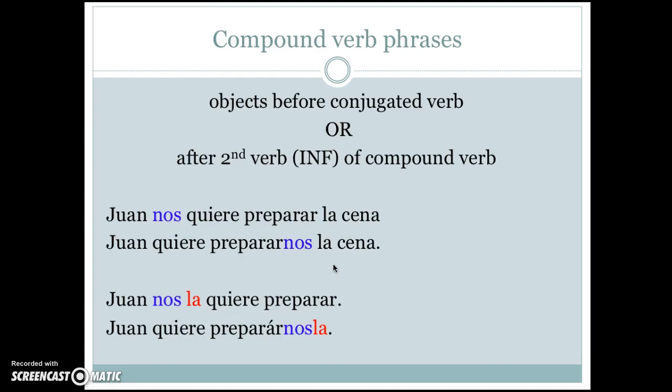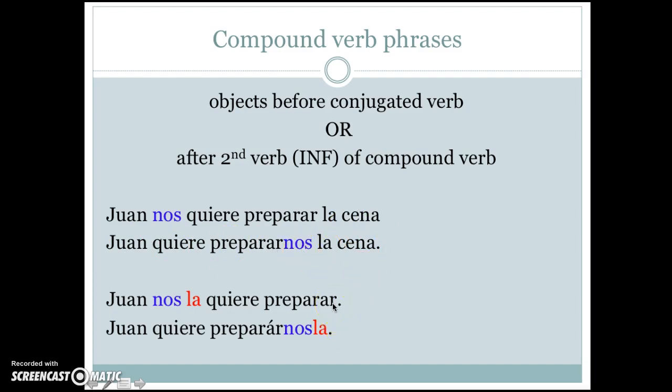And last but not least, when you're using a compound verb phrase, things like quiere preparar, necesito comer, where the first verb is conjugated and the second is left in the infinitive, you have two options of placement. If you only have one verb, those object pronouns have to go before. If you have two verbs, in this case, you have the option of putting them at the end of the second verb. So both of these sentences are correct. Juan nos quiere preparar la cena. Juan quiere prepararnos la cena.